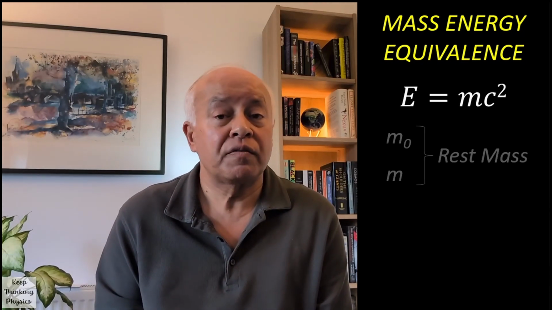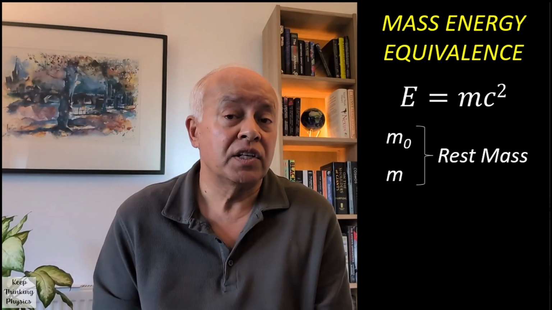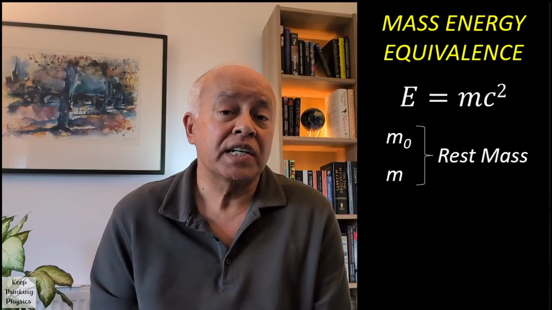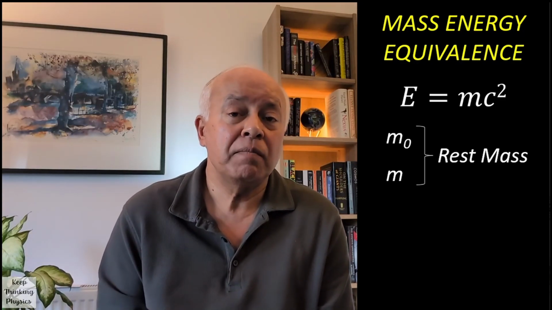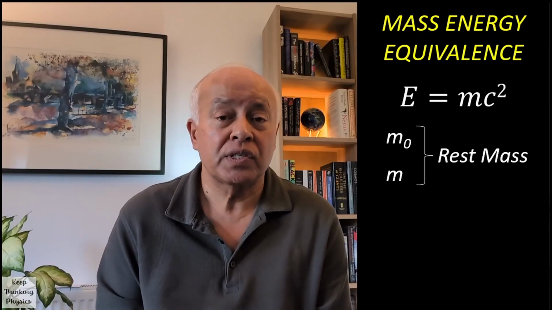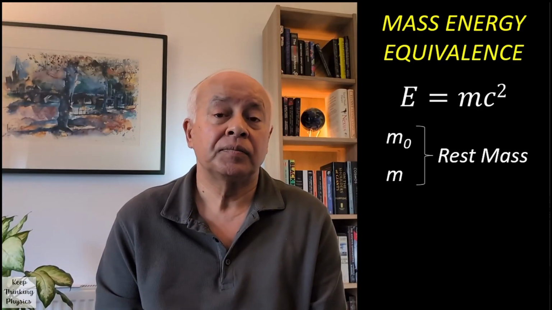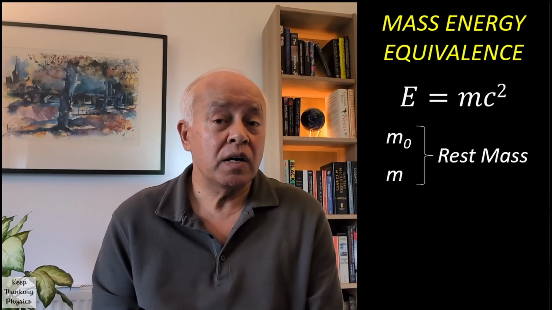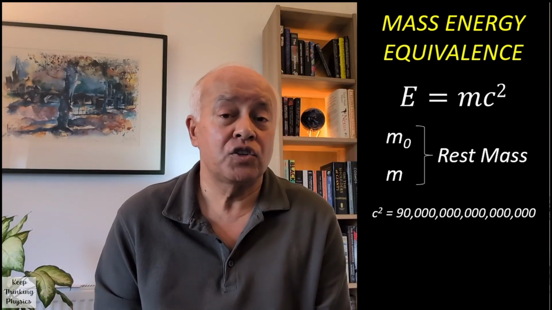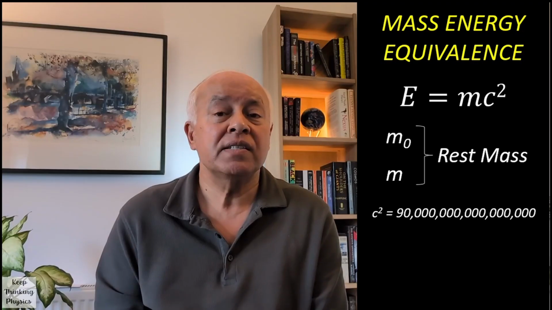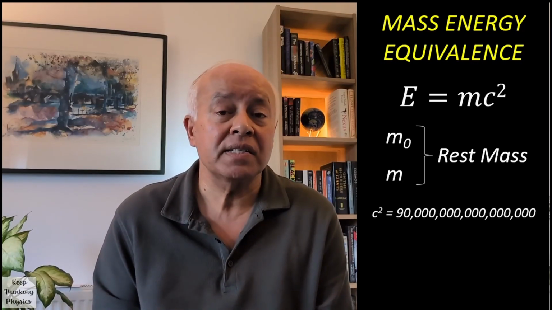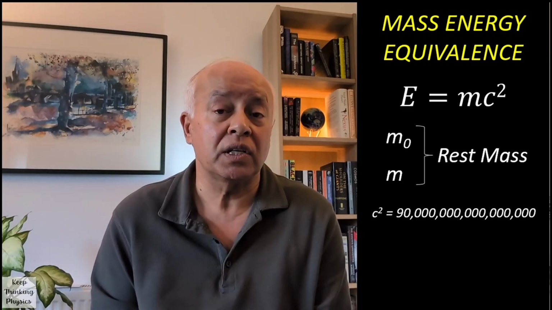Sometimes this mass is referred to as rest mass, denoted by m0, with rest mass being the mass when there is no motion. But m and m0 are generally used interchangeably. Since the square of the speed of light is a really large number, 9 followed by 16 zeros, this means that even a tiny amount of mass contains a huge amount of energy.